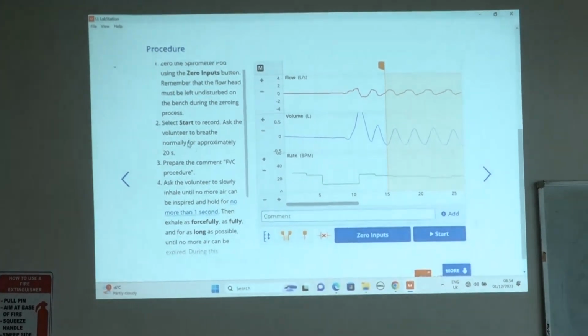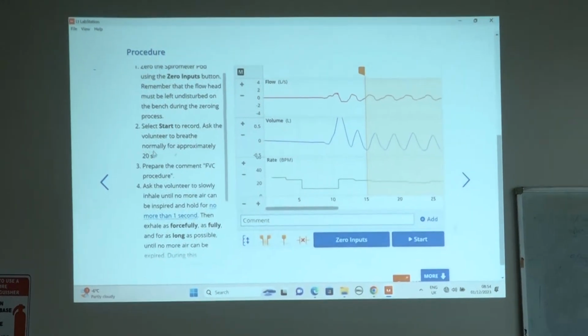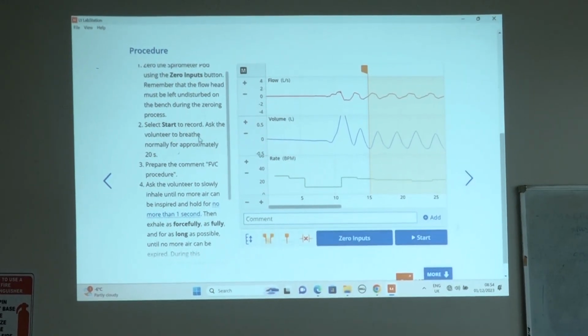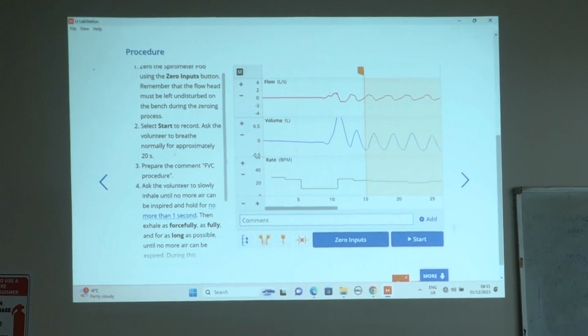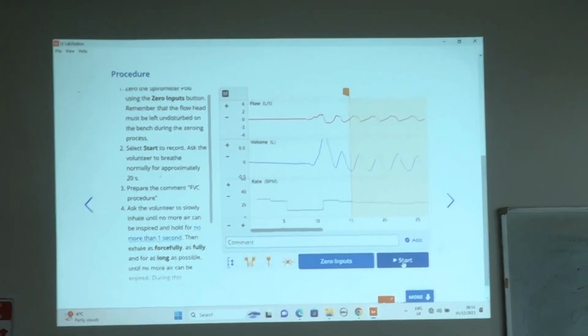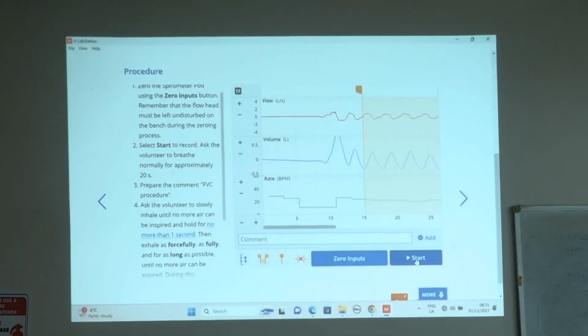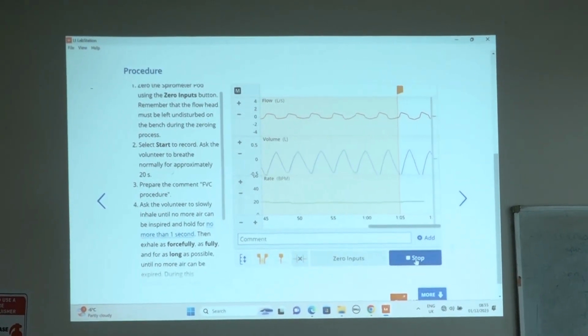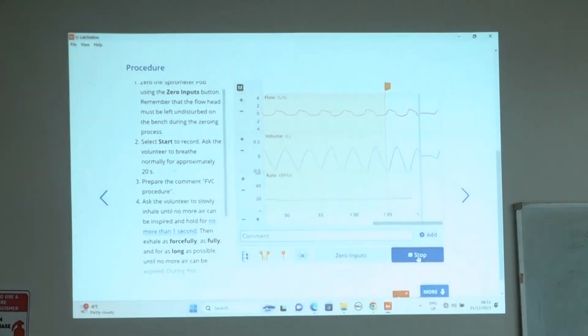Select start to record. Ask the volunteer to breathe normally for approximately 30 seconds. So he will get set, and I will start, and then you would get it connected. We are going to get these values for 20 seconds, just for us to see what we need to see, and we need to compress this a bit.